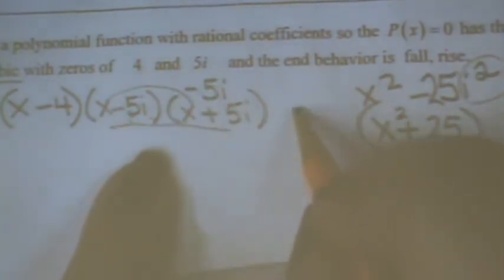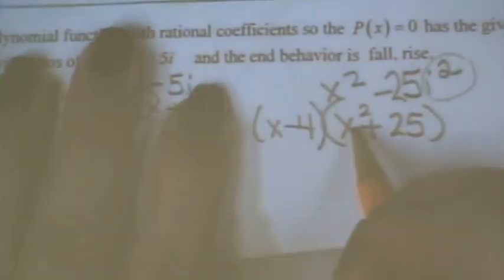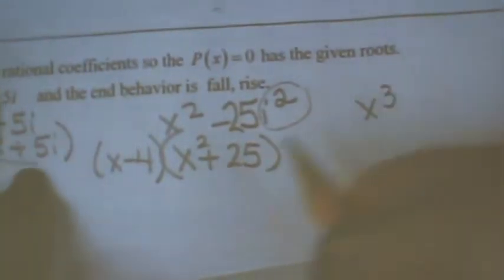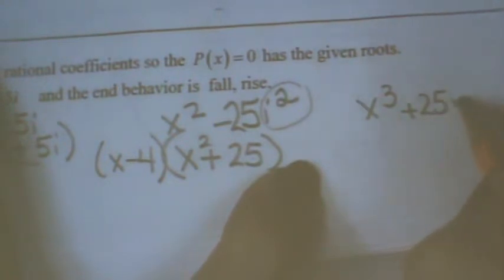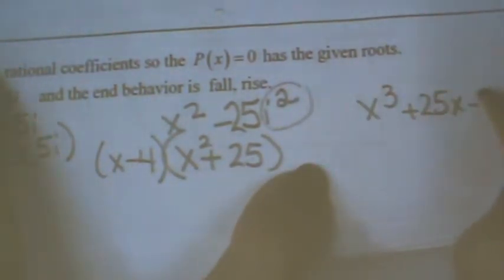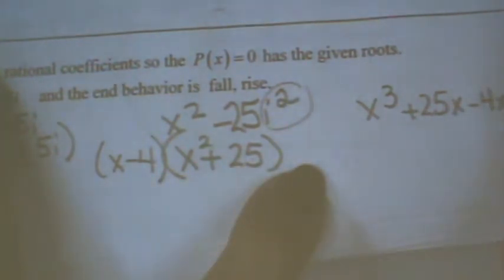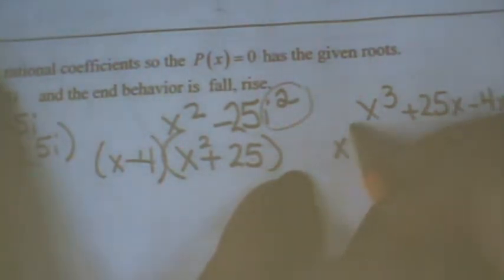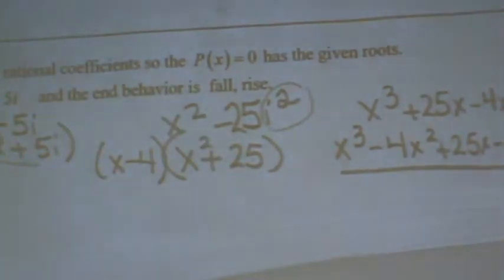Now, they want you to take x minus 4 and distribute that. So it's going to be x cubed, and then plus 25x, and then minus 4x squared, and then minus 100. Now in order: x cubed, minus 4x squared, plus 25x, minus 100. I'm organizing it in standard form. That's your polynomial.